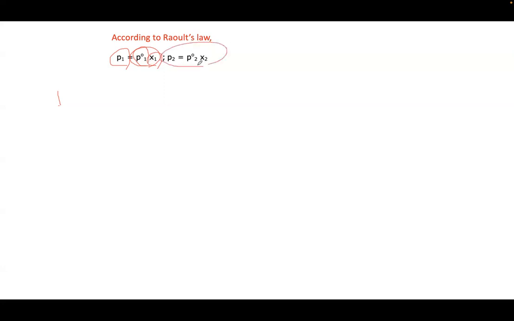Similarly, for component 2, the same formula applies, where P2⁰ into X2 will be the partial pressure. Now, according to Dalton's law, the total pressure of a solution will be the sum of the partial pressures of each of the components. So, if two components are there, P total will be P1 plus P2. We know that P1 is equal to P1⁰ X1 and P2 equal to P2⁰ X2. And also, we know that X2 will be equal to 1 minus X1, or X1 is equal to 1 minus X2.